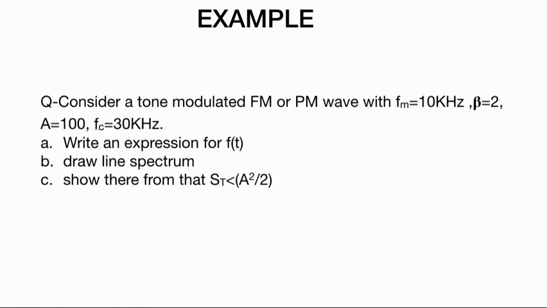Now consider this example. Consider a tone modulated FM or PM wave with fm 10 kHz, beta 2, Ac 100 and fc 30 kHz. Write an expression for x(t). Draw a line spectrum, beta 2, and show that S(t) is less than A square by 2.